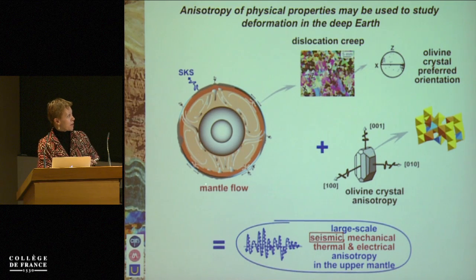The idea is that if you have flow, and if this flow takes place mainly by dislocation creep, that we know produces a strong preferred orientation of the crystals, and if you know the anisotropy of the crystal, we can have a large-scale seismic anisotropy that can be measured. And if you know how to go this way back, we can go from the seismic anisotropy to a flow pattern.